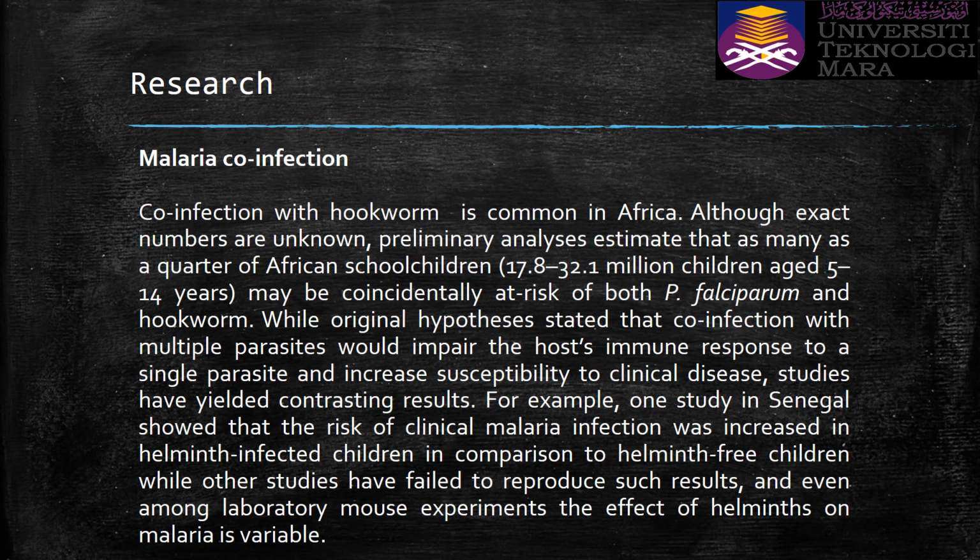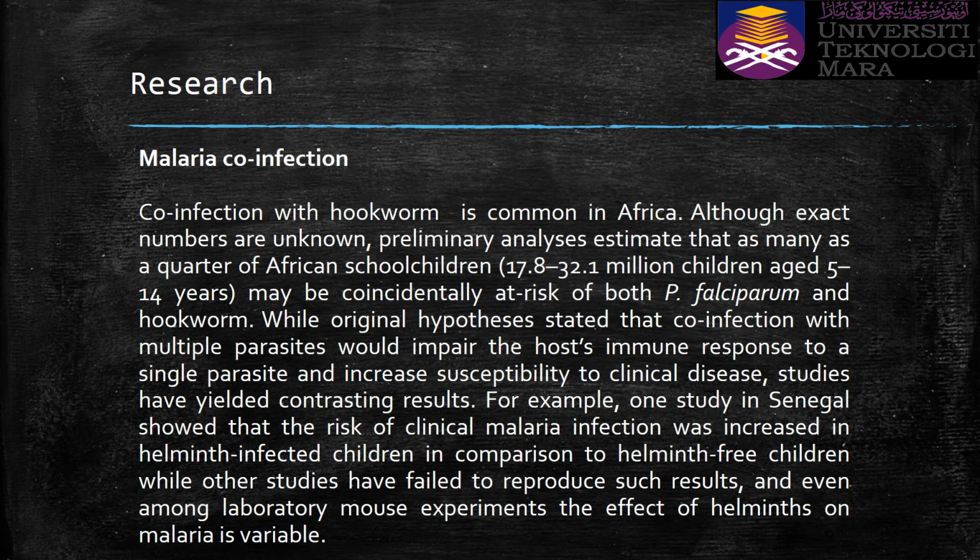Co-infection with hookworm and Plasmodium falciparum is common in Africa. Although exact numbers are unknown, preliminary analyses estimate that as many as a quarter of African school children, 17.8 to 32.1 million children aged 5 to 14 years, may be coincidentally at risk of hookworm. While original hypotheses stated that co-infection with multiple parasites would impair the host's immune response to a single parasite and increase susceptibility to clinical disease, studies have yielded contrasting results.